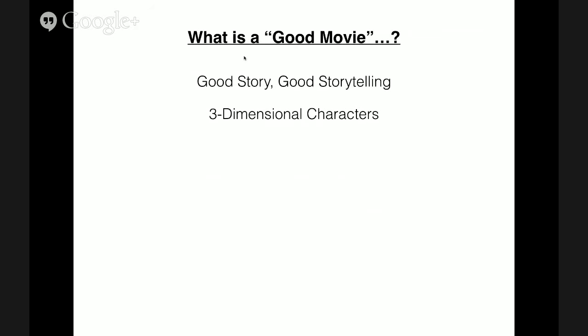Okay, what is a good movie? Let's come to some kind of understanding. Naturally, it's got a good story, and it's good storytelling. Nothing worse than taking a good story and blowing it to pieces with a horrible movie. The second thing is, character-wise, you want characters that live. They're not cardboard cutouts. They're not one-dimensional. They're three-dimensional characters. It's logical.